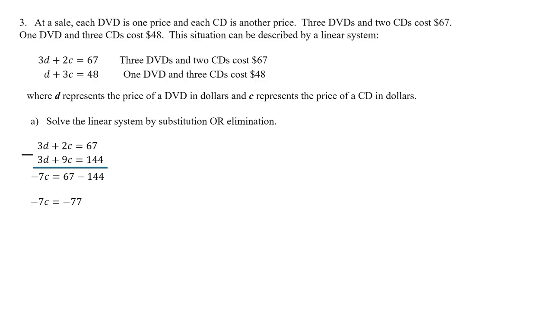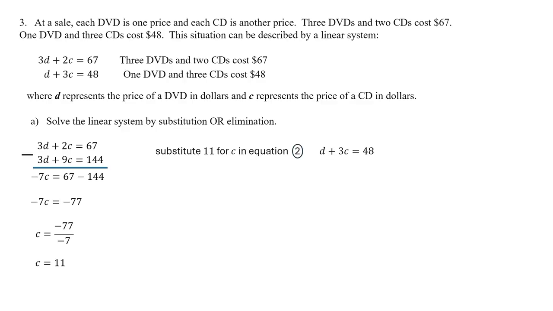So if negative 7C equals negative 77, then C by itself will equal negative 77 divided by negative 7, giving us a value of 11 for C. Once we have a value for C, we can plug it into either one of the equations up at the top and solve for D.